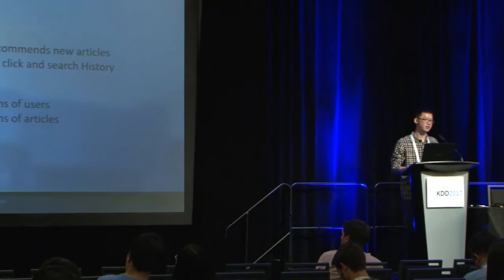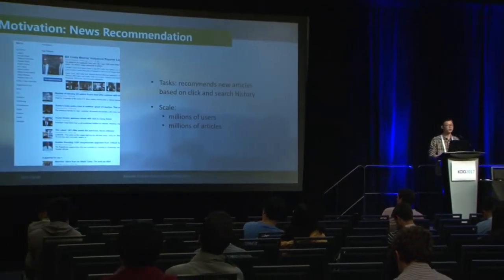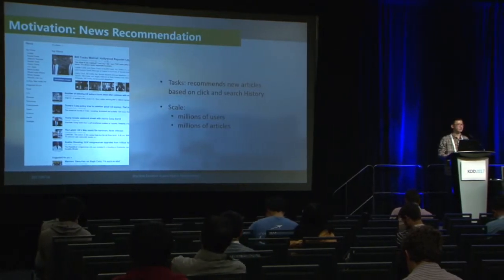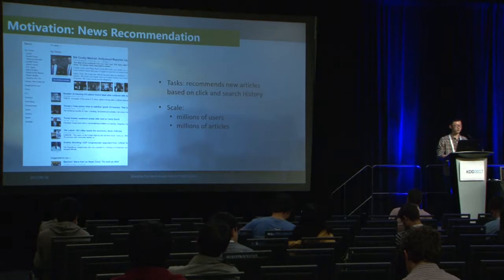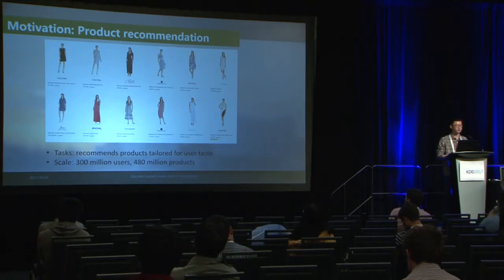Recommender system is an effective means to help people filter unimportant information in the era of information overloading. For example, Google News recommender system must serve millions of users by choosing personalized articles from millions of articles based on their click and search history. Another example, Amazon needs to recommend products tailored for users' taste from more than 480 million products.